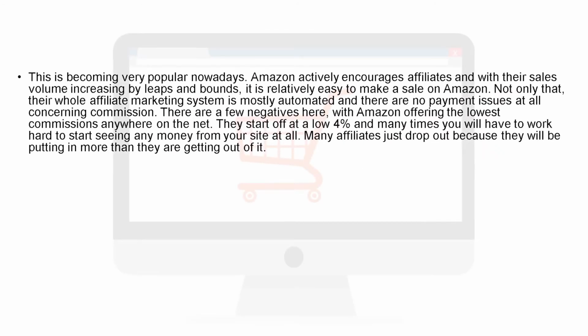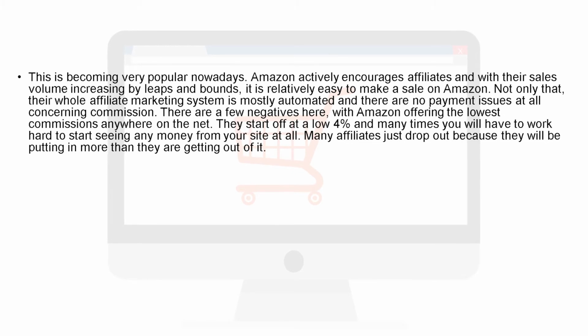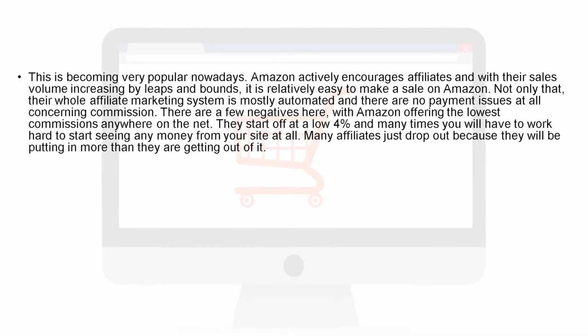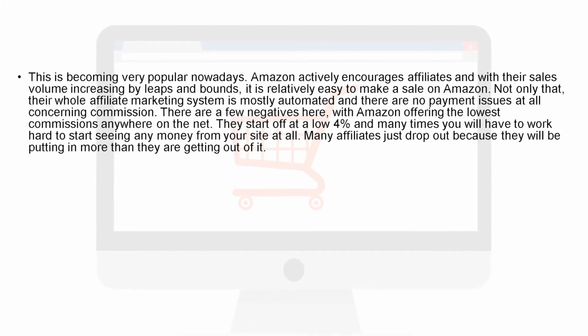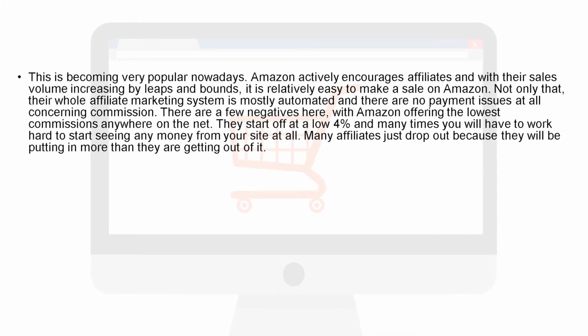Look up online stores. This is becoming very popular nowadays. Amazon actively encourages affiliates, with their sales volume increasing by leaps and bounds. It is relatively easy to make a sale on Amazon. Not only that, their whole affiliate marketing system is mostly automated, and there are no payment issues at all concerning commissions. There are a few negatives here, with Amazon offering the lowest commissions anywhere on the net.